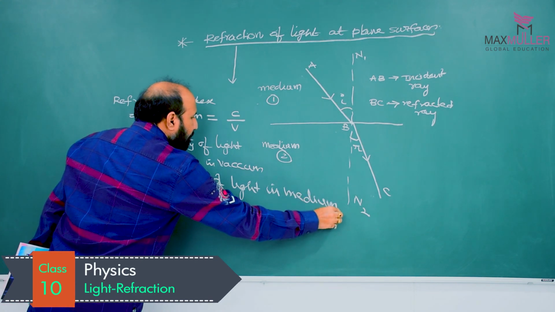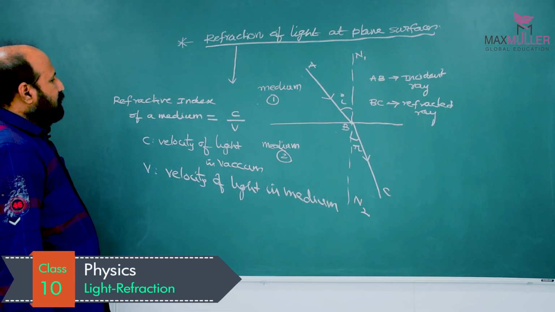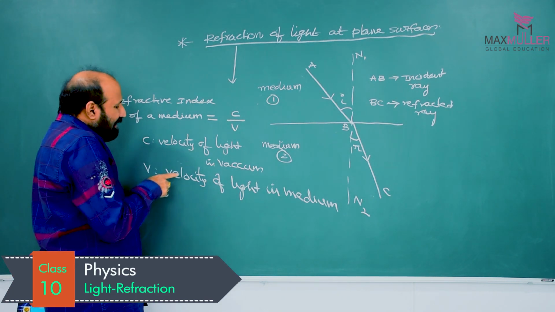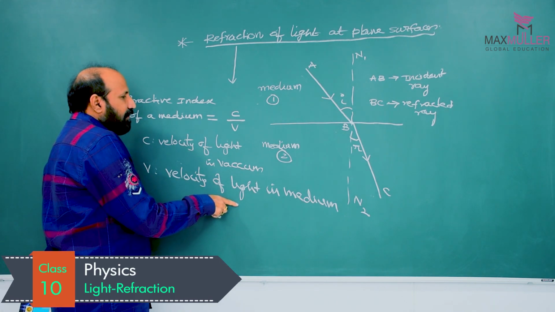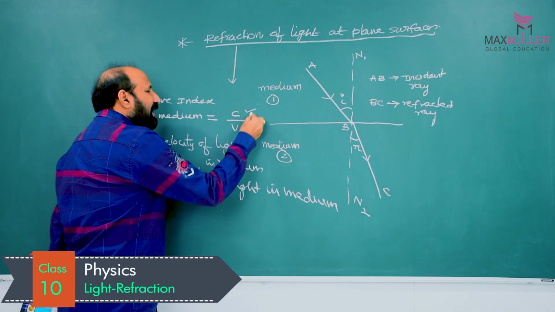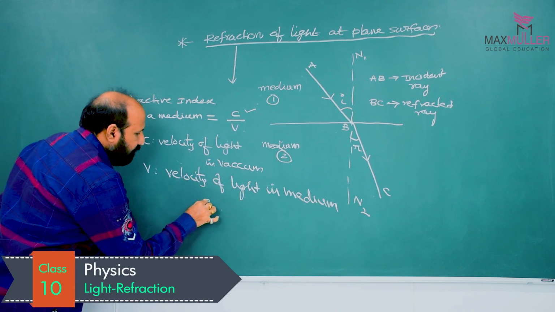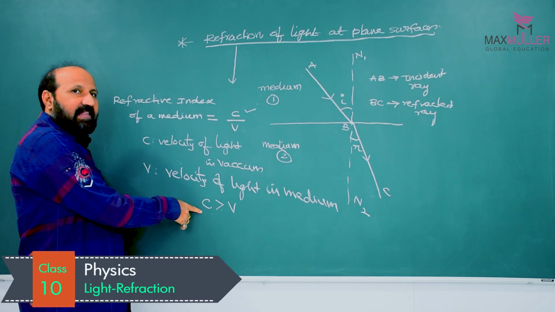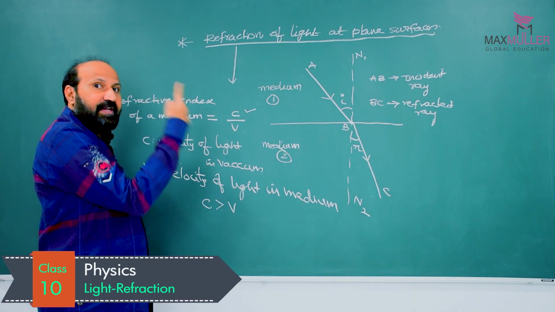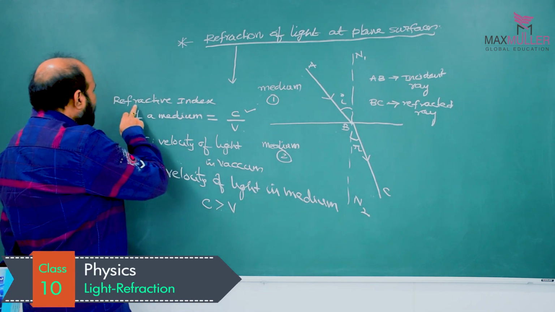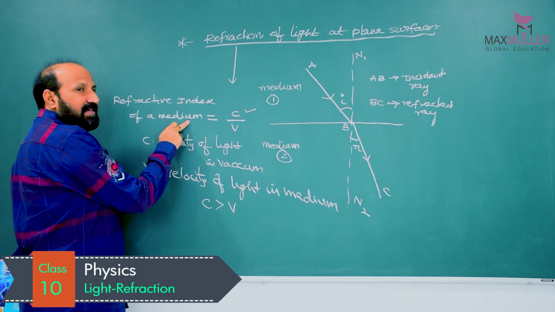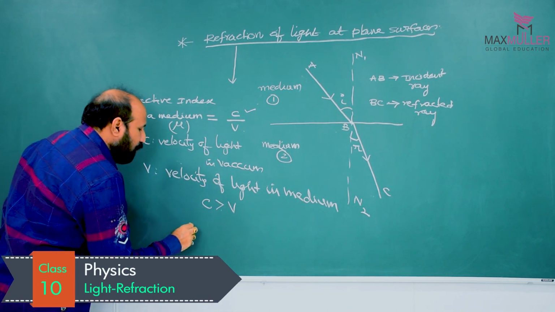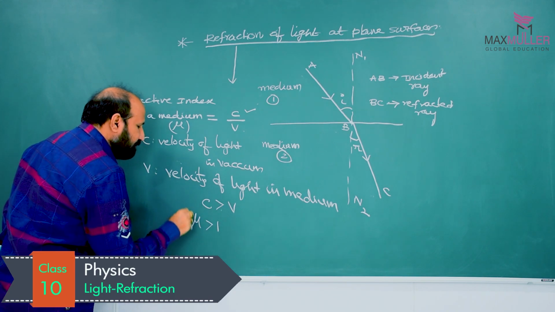Okay, so always velocity of light in rarer medium is greater than velocity of light in denser medium. Therefore, always C is greater than V. That means the velocity of light in vacuum is always greater than velocity of light in any other medium. And hence, the refractive index of any medium is greater than 1. This is denoted by mu. Therefore, mu is always greater than 1.